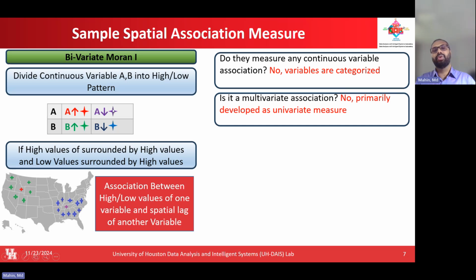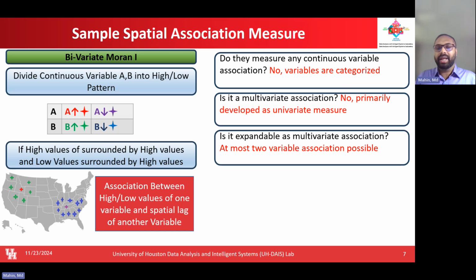Actually, no, because bivariate Moran's I, even though it is bivariate, was actually developed as a univariate measure. In a univariate measure, it is developed to find whether high values of a variable are surrounded by high values of that same variable, like values of one variable surrounded by the spatial lag of the same variable. As there is no multivariate spatial association analysis available, people circumvented it and started replacing the spatial lag with values of another variable to do bivariate analysis.